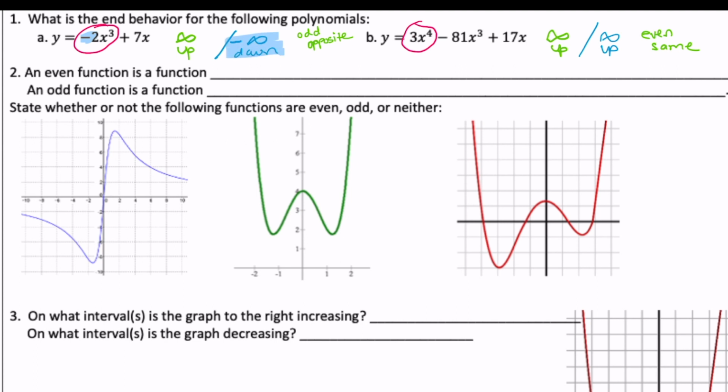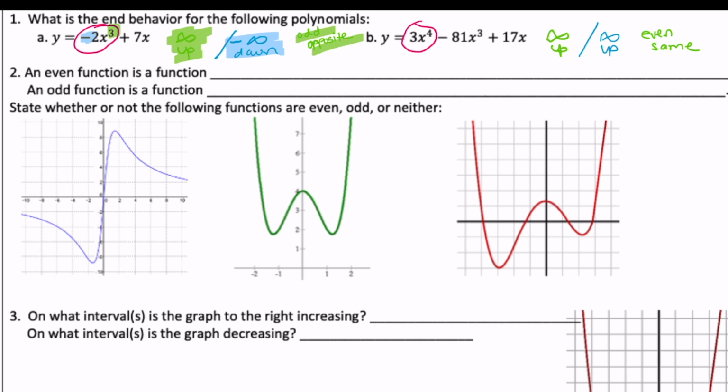So the first one was negative, so the story ends negative. The second one was positive, so the story ends positive. Then to figure out the start, we look at the exponent of the highest order term, the degree. Here we have an odd degree, so odd opposite, we know we're going to start up. So the end behavior for the first is up, down, or positive infinity, negative infinity.